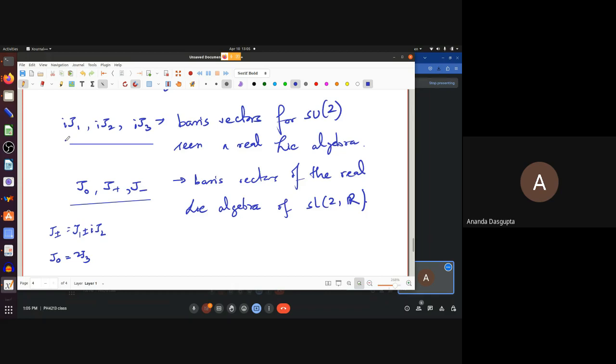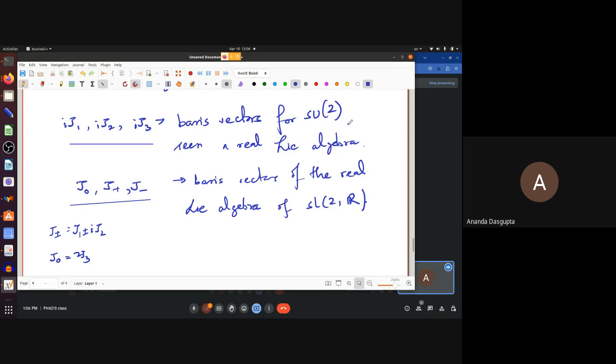Okay. So this is something you have to bear in mind. These two algebras are distinct as real Lie algebras. Although very often, most quantum mechanics textbooks will tell you that this is just a change of basis and these are also generators for SU2, they are not. They can help you learn about generators of SU2 because you can get back IJ1, IJ2, IJ3 from J0, J plus, J minus. We use them interchangeably, but seen as generators of a real Lie algebra, they generate entirely different Lie algebras.